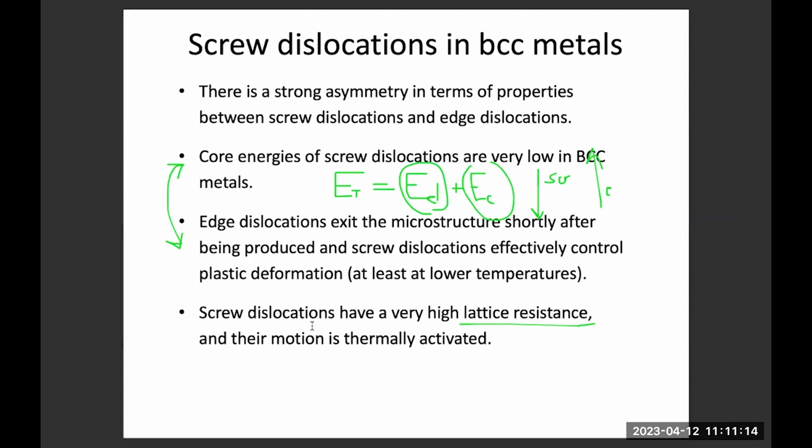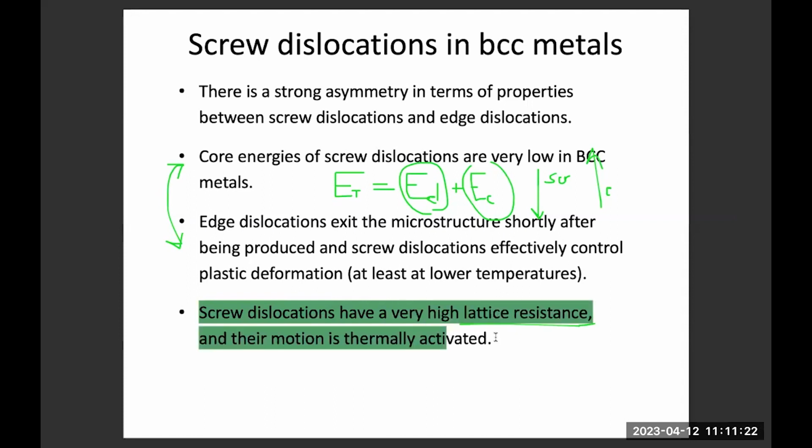And in contrast to edge dislocation, this is very important: screw dislocations have very high lattice resistance, and their motion is thermally activated. Edge dislocation is athermal, but for screw dislocation, we have thermal activation.